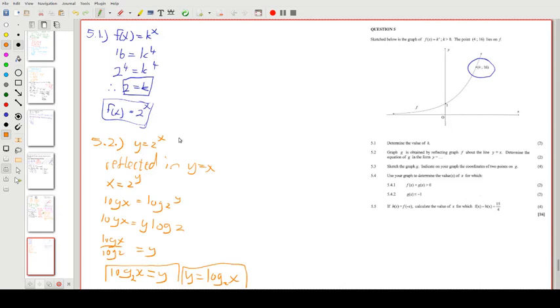Alright, question 5.3. 5.3. We are asked to sketch the graph of G and indicate on our graph the coordinates of 2 points on G. Alright, so this is what we need to sketch. That is G. This is G. Alright. Let me rewrite that. Might not look like a G. Okay, so this is graph G. Alright. Now for 5.3 we need to sketch that.